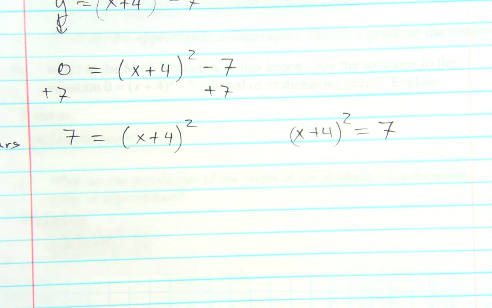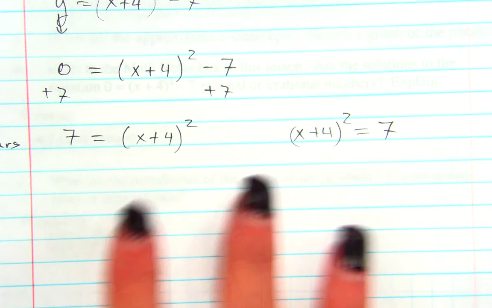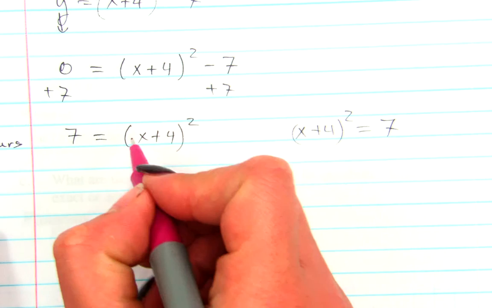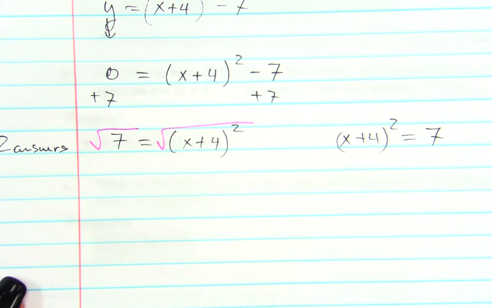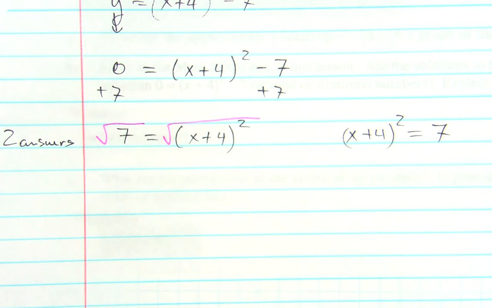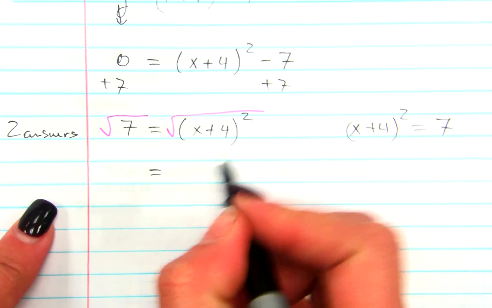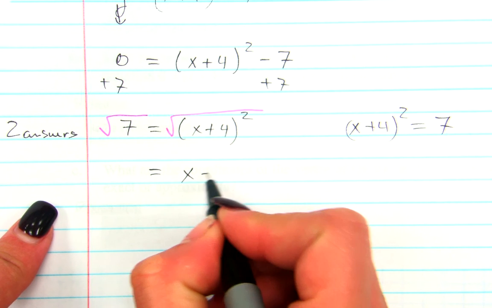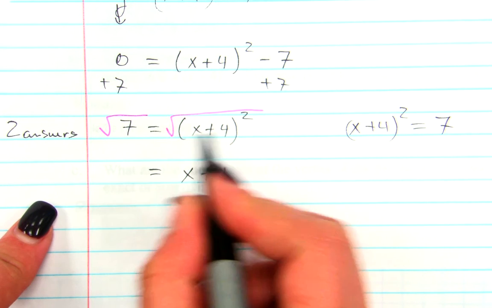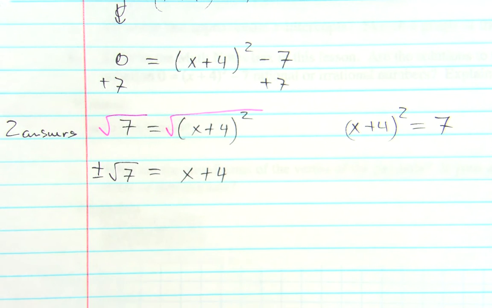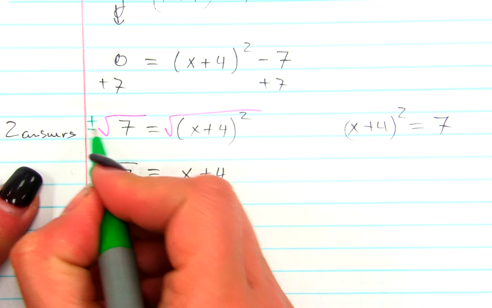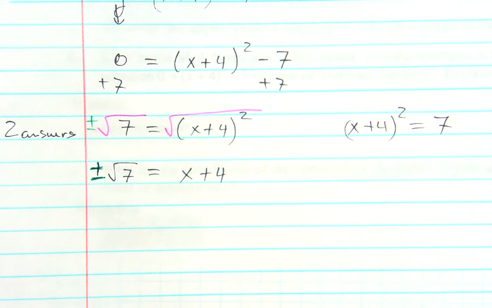Since we did a bunch of them in class that look like that, this should not be that difficult to follow along. We are going to take the square root of both sides because we want to clear the square on the x plus 4. That should give us the next step: x plus 4, and because there's two of them, plus or minus the square root of 7. So the plus and minus, right? Plus and minus.